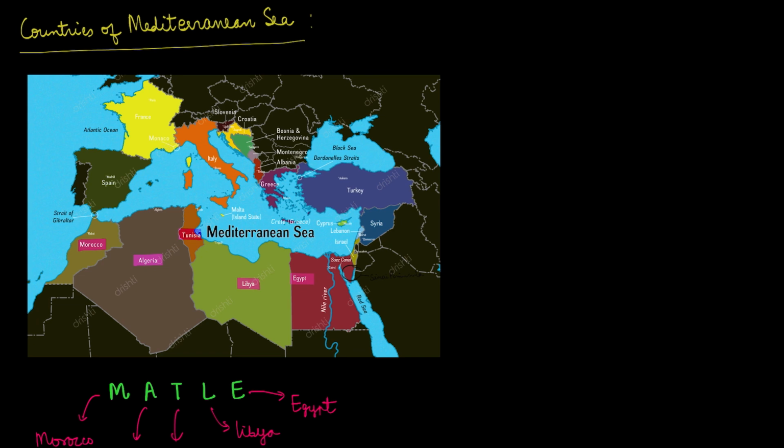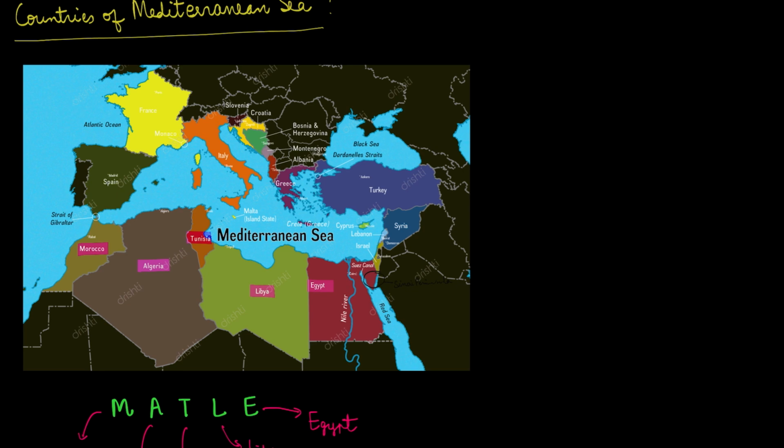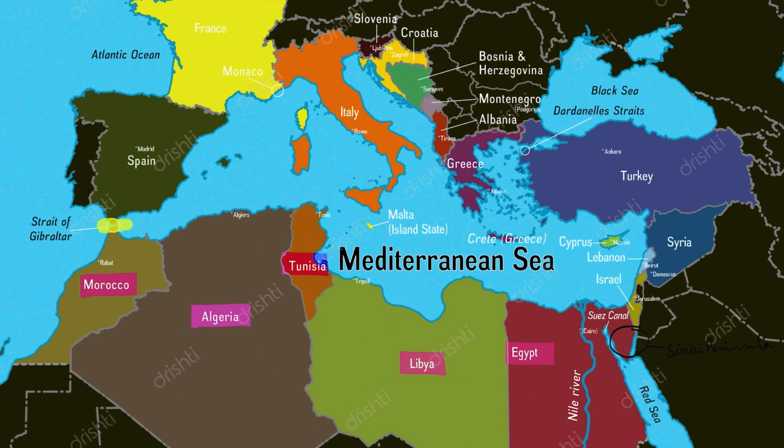So, the countries of the Mediterranean Sea. We have earlier read about the countries of the Mediterranean Sea, which were from the Eurasian perspective, but now we're going to see the African countries around the Mediterranean Sea. So, from Africa, the countries of Morocco, Algeria, Tunisia, Libya, and Egypt form the boundary of the Mediterranean Sea. This right over here is the Strait of Gibraltar between Spain and Morocco.